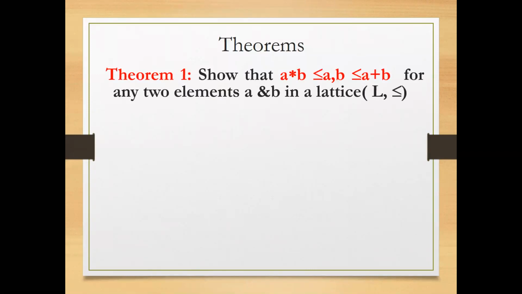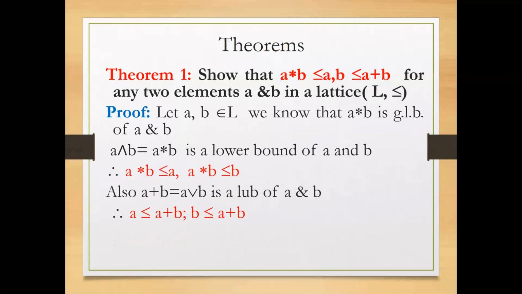I am here only repeating the results. So in this theorem we have proved that A star B, the greatest lower bound of A and B, is always less than or equal to A and B, and both the elements are less than or equal to A plus B, meaning the least upper bound. The two elements always lie between their greatest lower bound and least upper bound, and here less than or equal to means the partial order relation. So this theorem, the proof is complete.